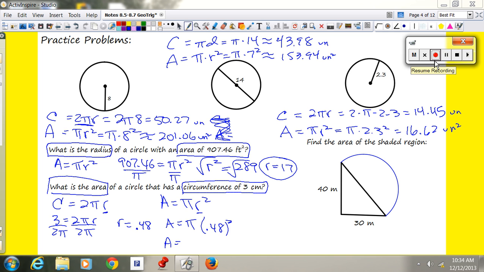All right, we have pi times 4.8 squared. We found the radius to be 0.48, not 4.8, sorry. 0.48 squared. And then we multiply it by pi. You get 0.72 is your area. And that would be square centimeters. 0.72 square centimeters.